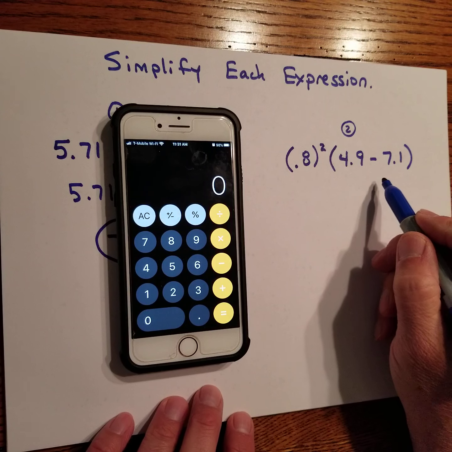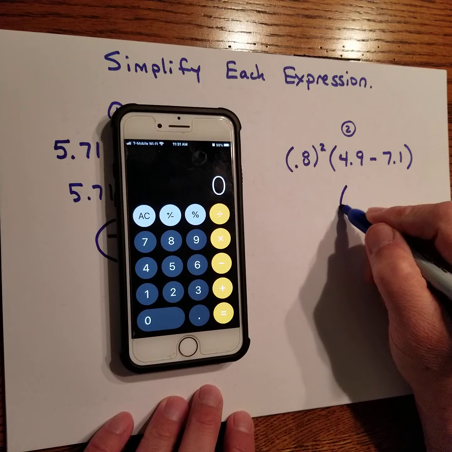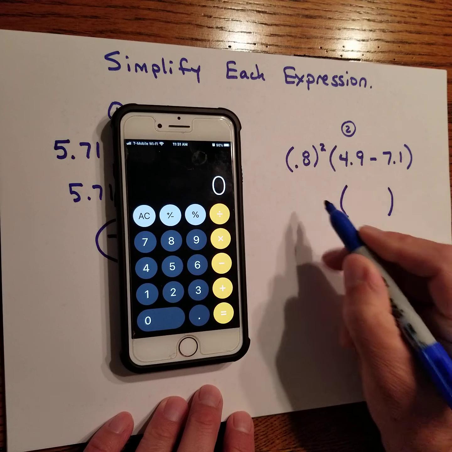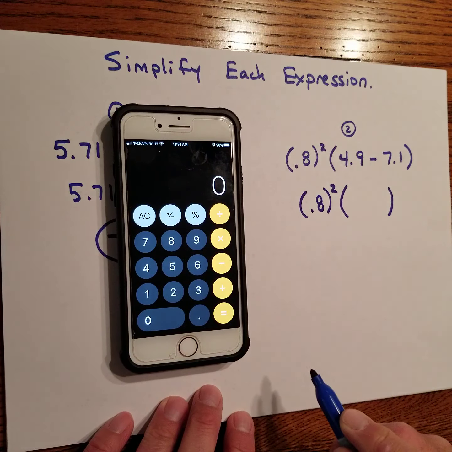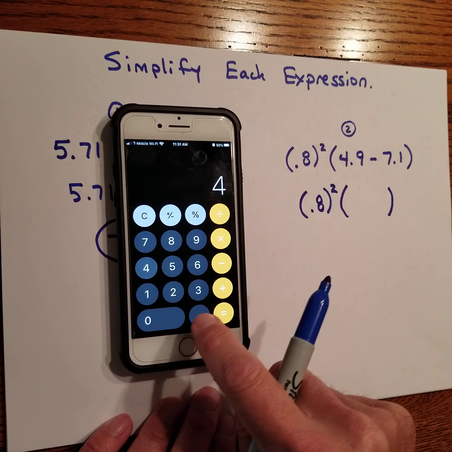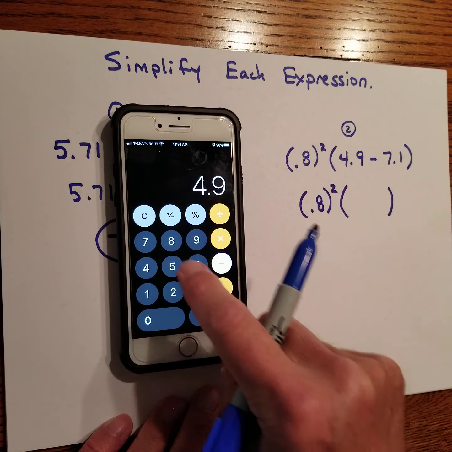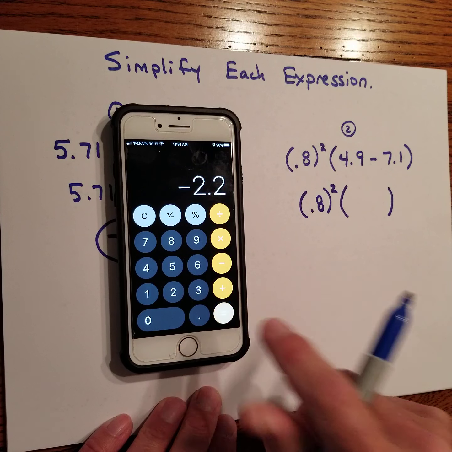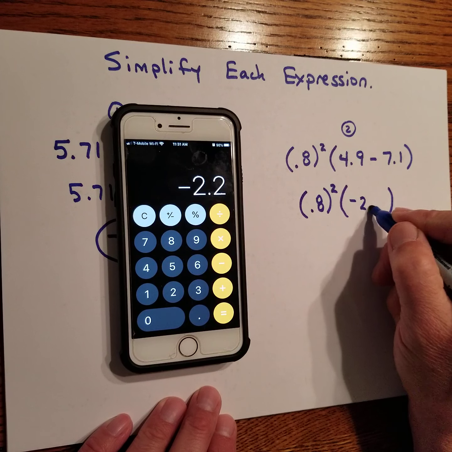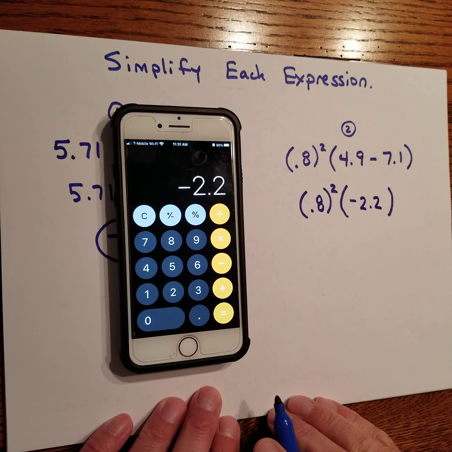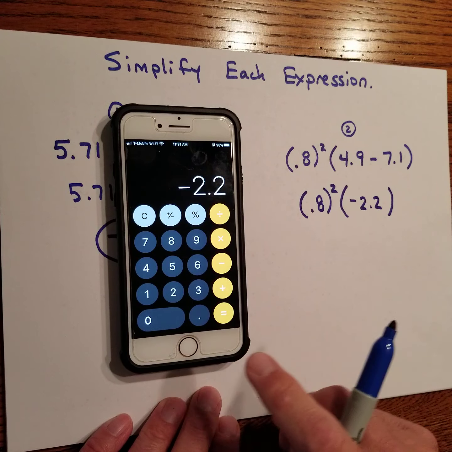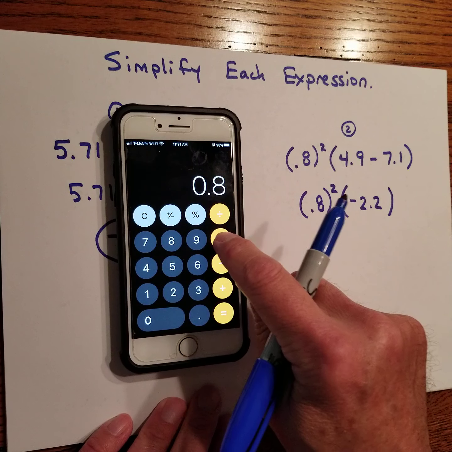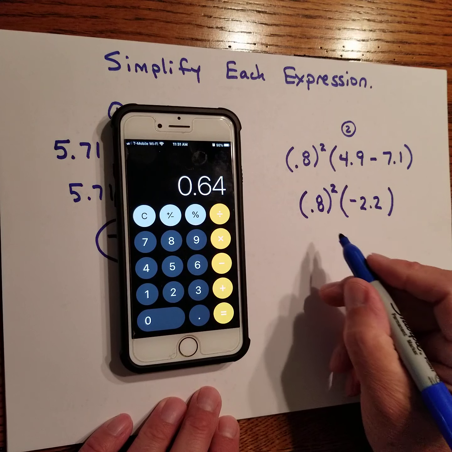In number 2, I have parentheses. I know that's the place to start. I'll copy the rest. On my calculator, I need 4.9 subtract 7.1 is negative 2.2. Next up, exponents. I need 0.8 squared. That's 0.8 times 0.8.